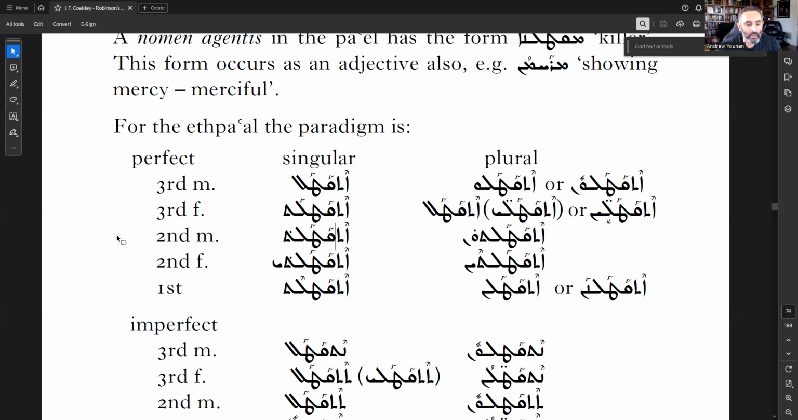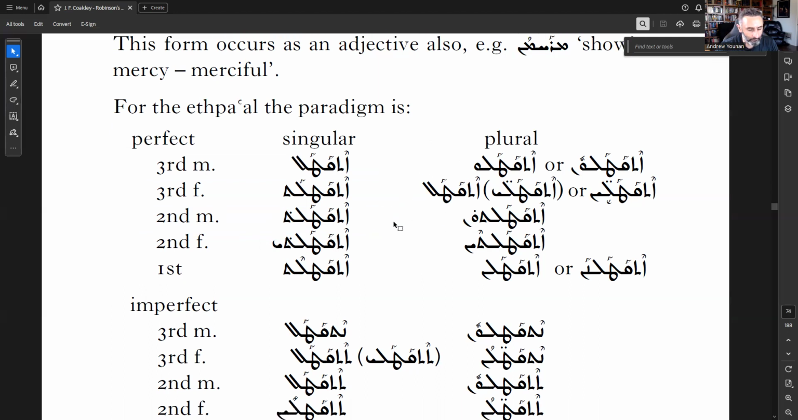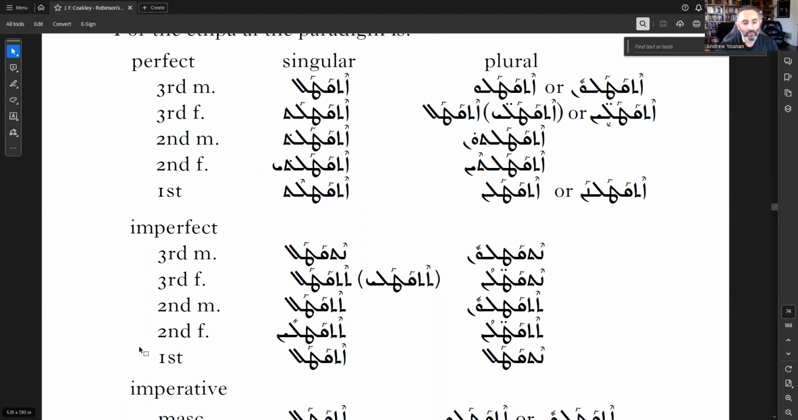Ithqatlith, I was murdered. Ithqattalt, you were murdered. Ithqattal, he was murdered. Ithqattaln, we. Ithqattaltun, you plural. Feminine, ithqatlith, ithqattalt, with a silent yod. Ithqatlath, ithqattaln, ithqattaltain, ithqattal. The imperfect, so I will be murdered. Ithqattal, tithqattal, nithqattal, tithqatlun, nithqatlun. Again, all the endings and the beginnings are the same, just this vowel.